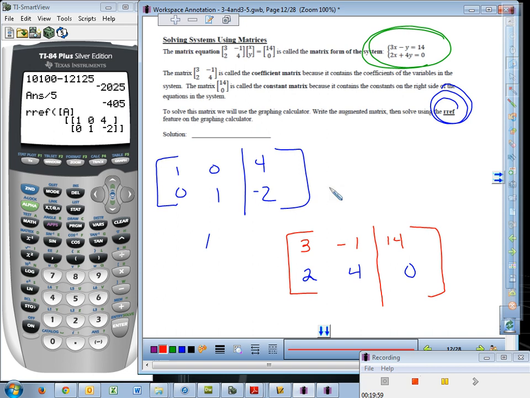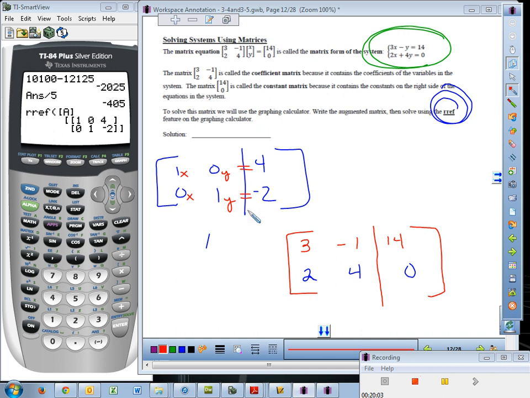Would you agree, don't put this on your paper, but here's an x, here's a y, and there's an equal sign, correct? What we're looking for is, if we get solutions, a row of ones going diagonally right here in our coefficient matrix portion, on the left side of the bar that we put. This says 1x equals 4, correct? That means 4 is the x value of this point right here.